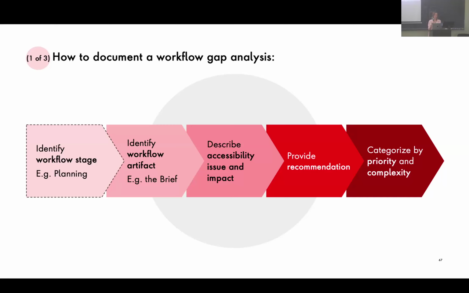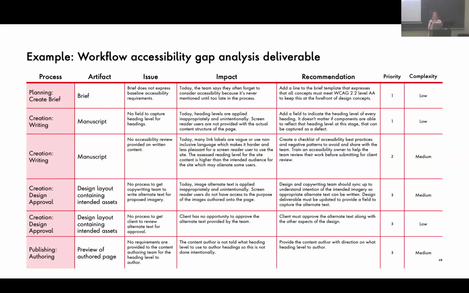So you want to identify the workflow stage, and we just painstakingly went over all of them, right? So for example, planning. You want to identify the workflow artifact. So in this case, I'm going to say, for example, the brief. You want to describe the accessibility issue and impact that's associated with the brief, provide the recommendation you have, and categorize it by priority and complexity. And so what this ends up looking like after you've defined a whole bunch of process updates is essentially a spreadsheet.